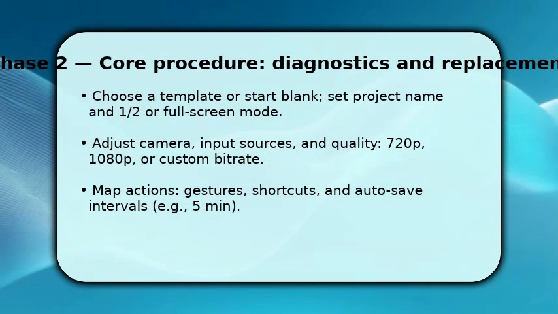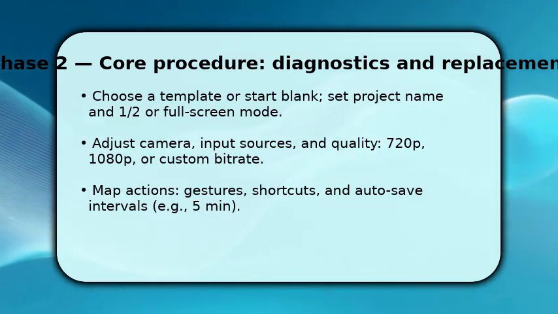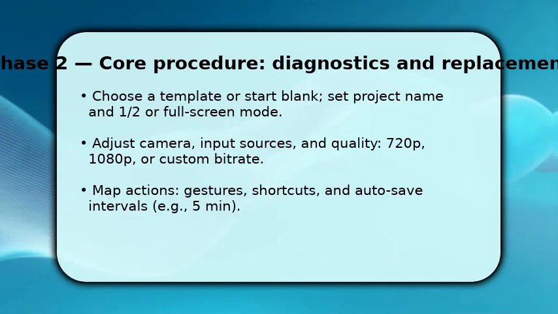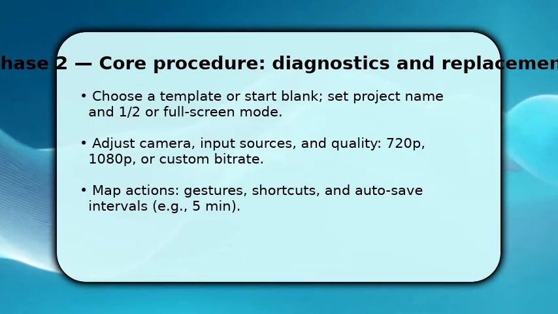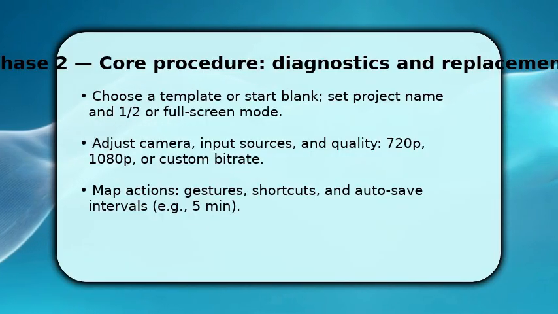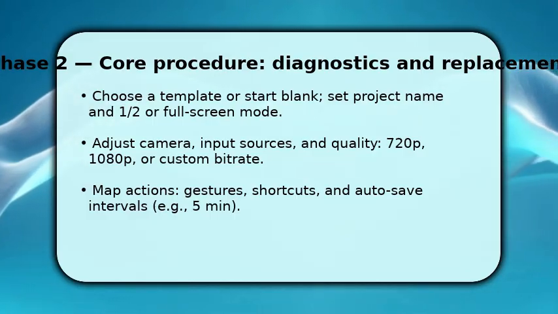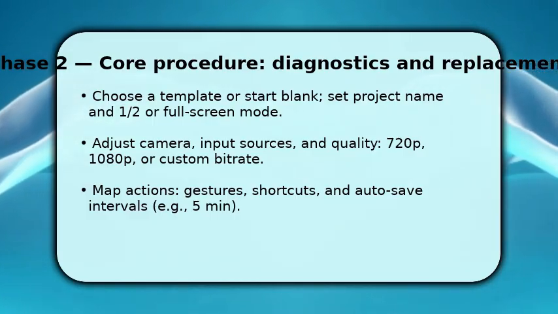correctly. You now configure the core workflow inside Yoliker. Pick a template or start blank and name your project so you can find it later. Next, set camera and input sources and choose output quality, 720p or 1080p, while adjusting bitrate for smooth performance. Then map actions like gestures and keyboard shortcuts and enable autosave with a sensible interval such as 5 minutes. By connecting these settings, you reduce interruptions, keep file sizes manageable, and prepare the app to run reliably.